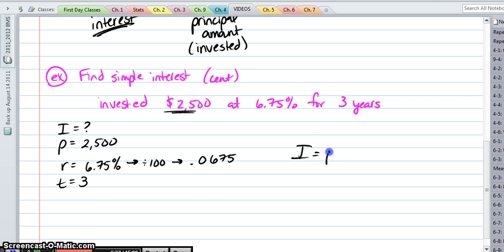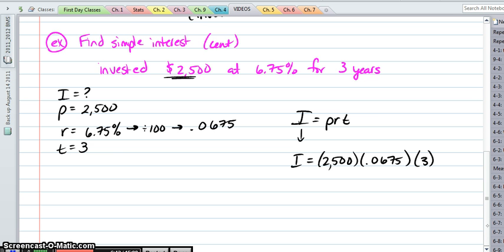Okay, so I equals PRT. Let's work our magic. I equals the principal times our interest rate as a decimal times 3. Of course, I will allow you to use your calculator for this, so please go ahead and calculate. You should get an answer of $506.25. So over 3 years, $2,500 earns over $500 at an interest rate of 6.75%. That's really great. Again, that's your money just making money.